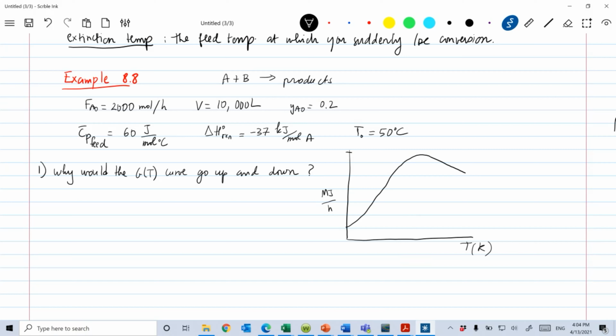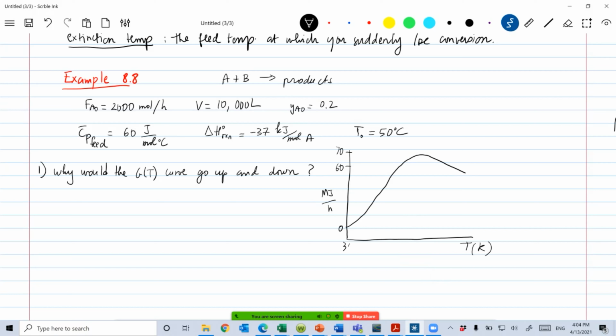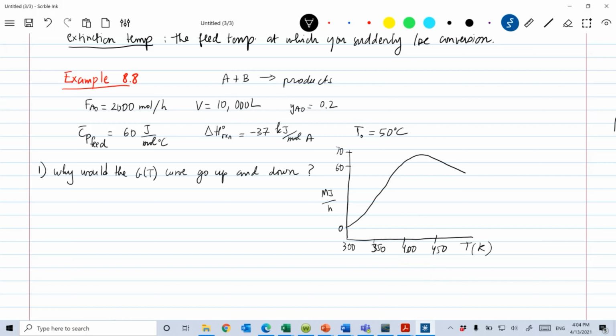And there are some numbers on the curve. Here is zero. Then we have 300 K, 350, 400, and 450. If you have the answer, you can type it in the chat. Why is this going up and down?